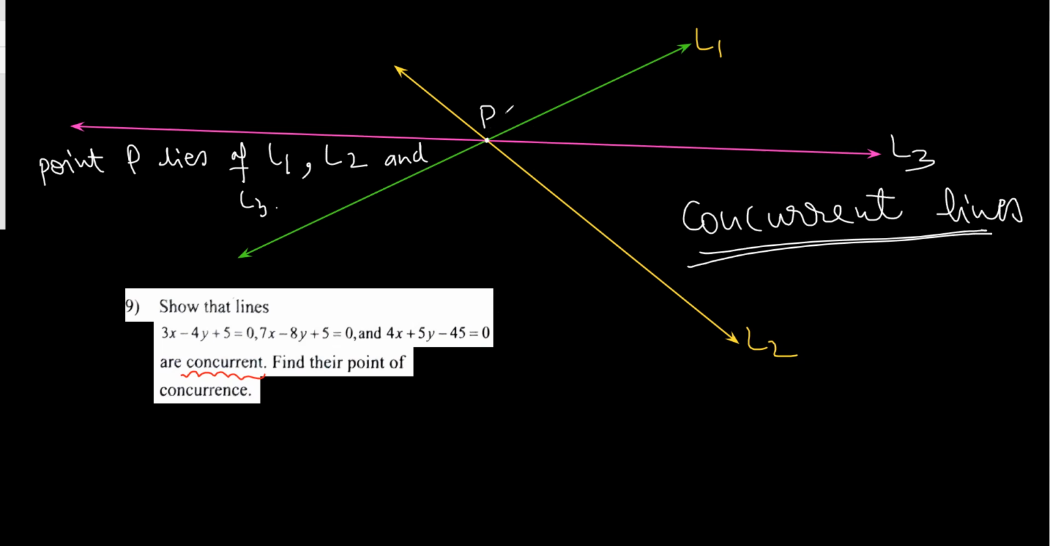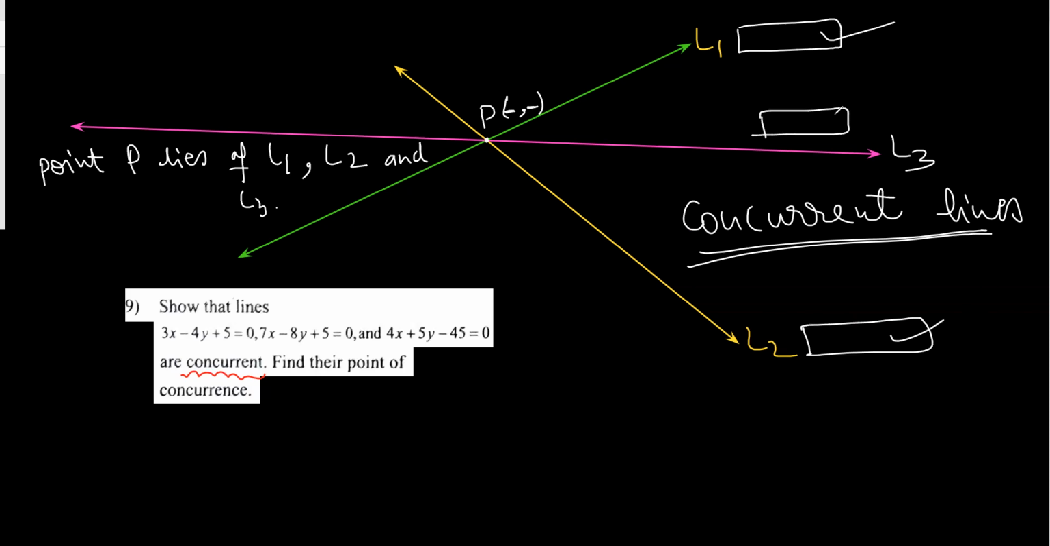Remember, if it is lying on all the three lines, then by the concept of locus, when a point lies on a locus, the coordinates of the point will satisfy the equation of that locus. The coordinates of point P, x and y, will satisfy the equation of L1. This x coordinate and y coordinate value will satisfy the equation of L2, and it will also satisfy the equation of L3. This is the meaning of concurrent lines.